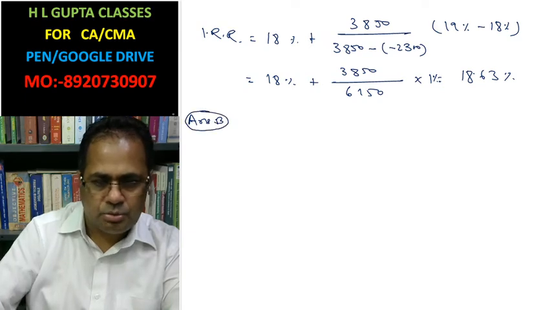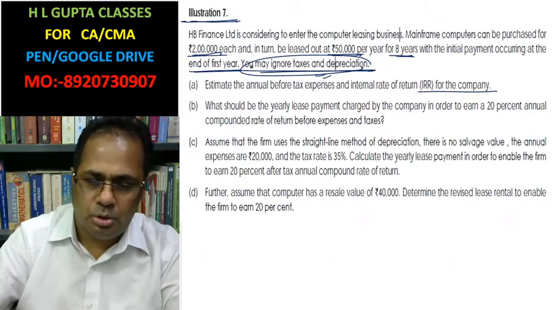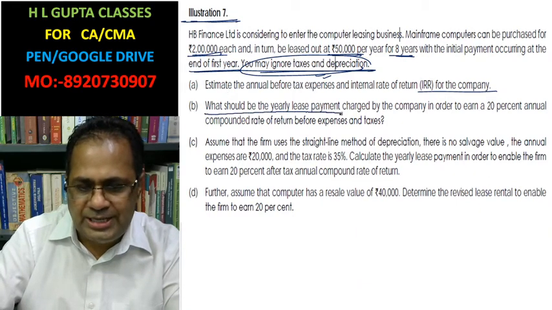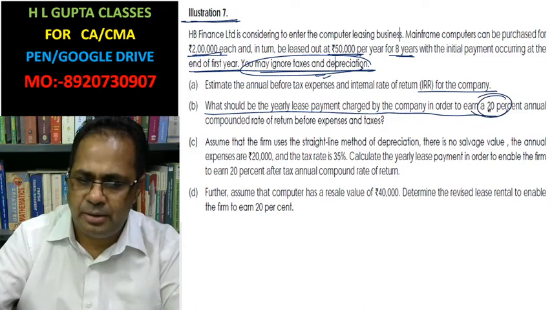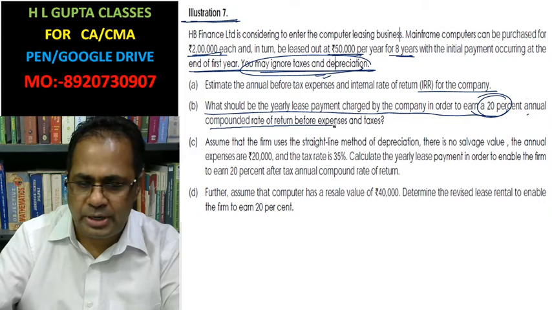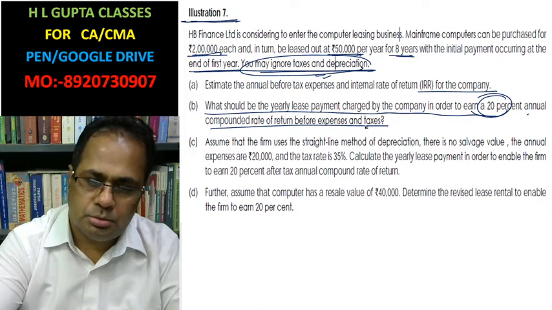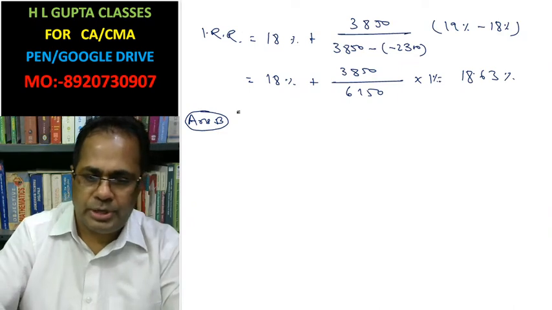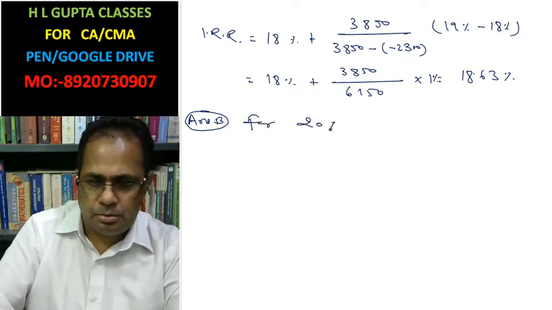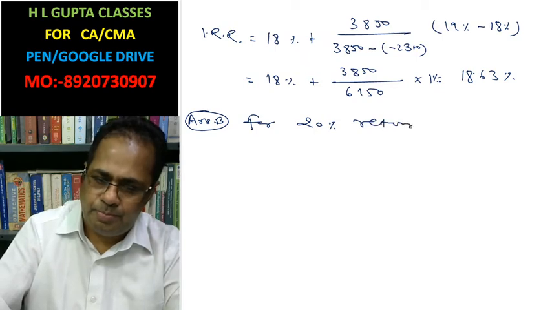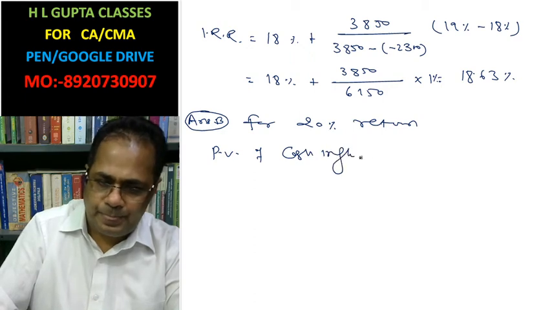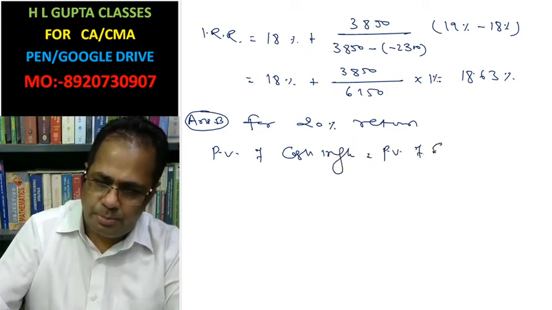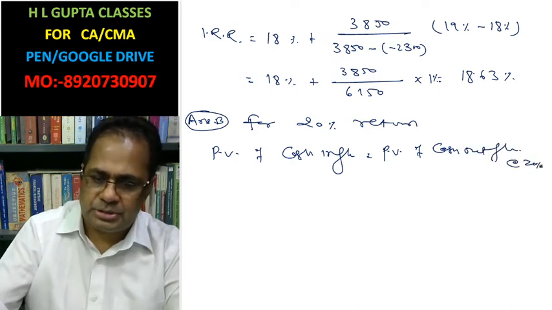Answer of B part, please look at it. What should be the yearly lease payment charged by the company in order to earn 20% annual compounded return? For 20% return, present value of cash inflow must be equal to present value of cash outflow at the rate of 20%.